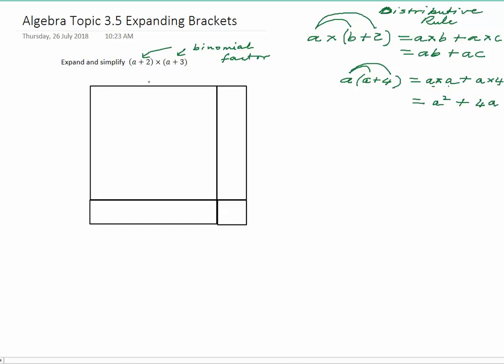What I want to do here is I'm going to help you visualize it. So if this is length A, and this is length A, what's the area of this square? It'll be A times A, which is A squared.